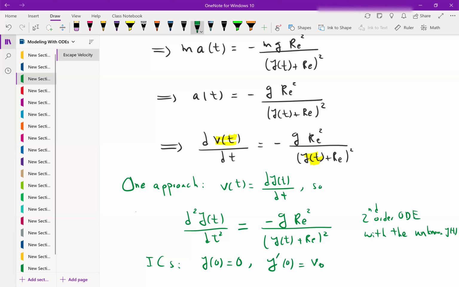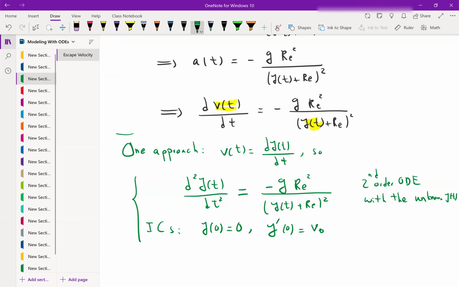So one way to deal with this problem is to focus on this second order ODE, solve for y of t, and then take the derivative of y of t to find v of t. That is one way to think about what's happening here. However, since the primary unknown that we are interested in at this stage is v of t, there is another clever way to approach the problem here. Instead of writing everything in terms of y of t, I can actually write everything in terms of velocity, but there is something clever that we should do. So that was one approach.